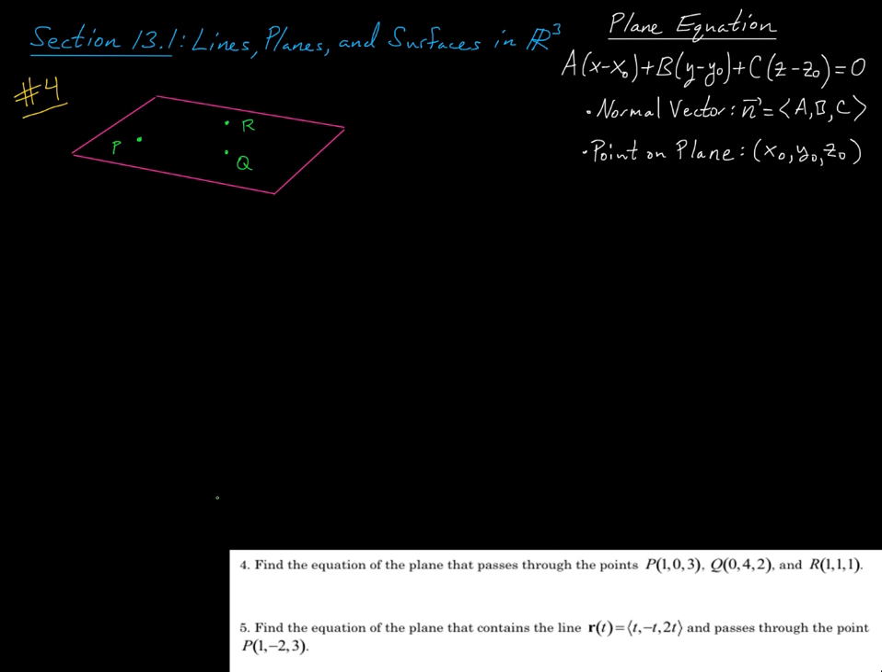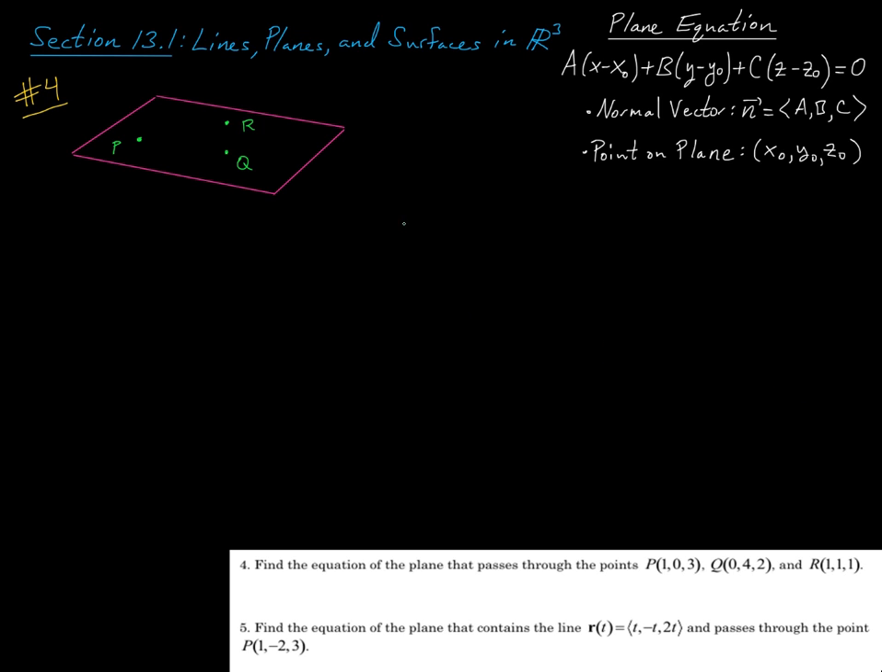Next up is question 4 on the worksheet. It says find the equation of the plane that passes through the points P with coordinates (1, 0, 3), Q with coordinates (0, 4, 2), and R with coordinates (1, 1, 1). Alright, so I've drawn a picture here. We have our plane with these 3 points in the plane.